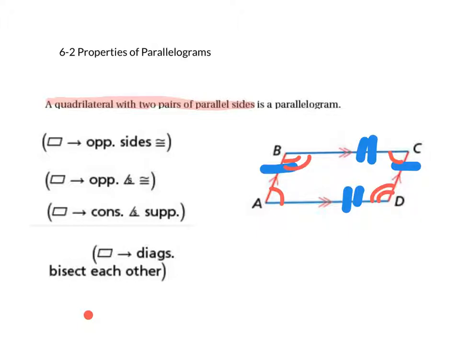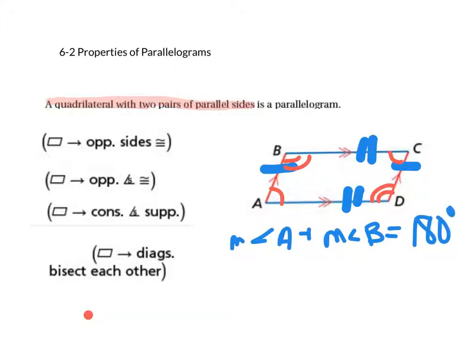Our third property states that if we have a parallelogram, then the consecutive angles are supplementary. Consecutive angles would be angles that are right next to each other. For instance, angle A and D are supplementary, or angle A and B are supplementary. And supplementary means that they add to 180. So the measure of angle A plus the measure of angle B is equal to 180 degrees.